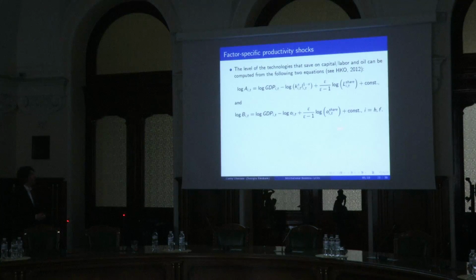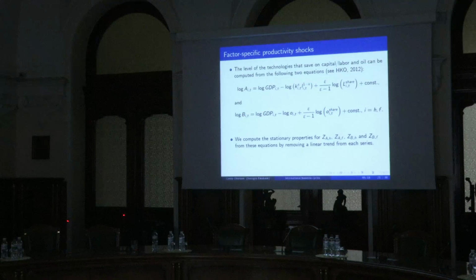So what we show in this other paper, that I refer to as HKO, there we show that you can measure this A from this equation. And this basically follows what Solow did. You assume that firms are competitive, and then you will actually get an equation like this. Quite straightforward, just from profit maximization. So what you need to measure A is GDP. To measure the expression for B, you need GDP, oil use, and oil share of income. And this again follows straightforwardly.